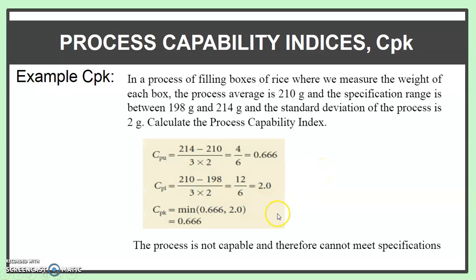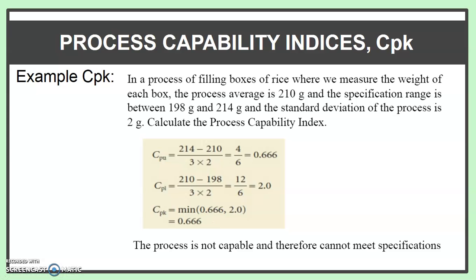So how do we calculate it? This one is using the single Cpk calculation method. Cpu is the upper, so we use the upper limit of the customer minus the mean of your process, divided by 3 sigma. So the value is 0.666. Then the lower limit is the mean minus 198 divided by 3 sigma, and you get 2.0. So the Cpk only considers the minimum value between the Cpu and Cpl. So 0.666 is the answer for Cpk.